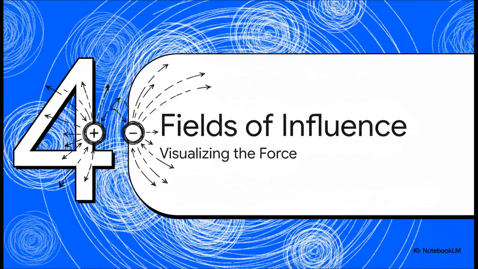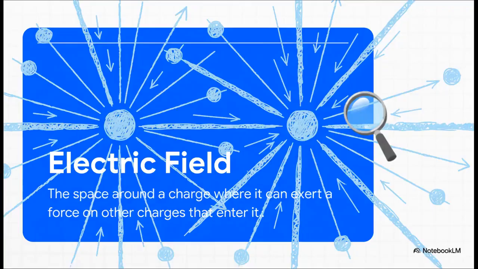Okay, so calculating the force is powerful stuff, but it still leaves a big question. How does one charge know that another charge is even there to be pushed or pulled? The answer is an amazing concept called the electric field. So here's the mind-blowing idea. A charge doesn't really act on another charge across empty space.